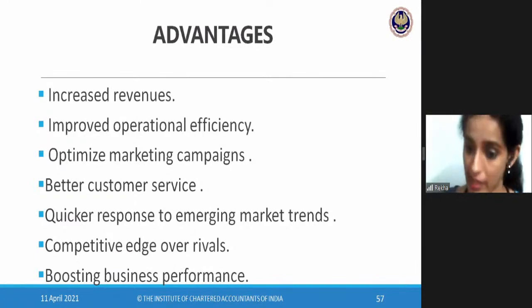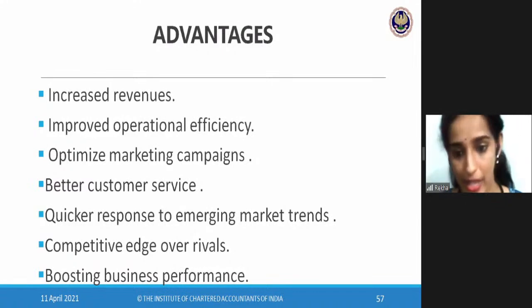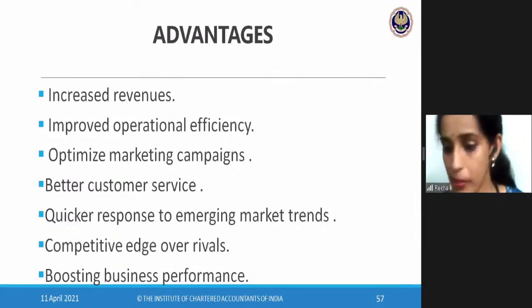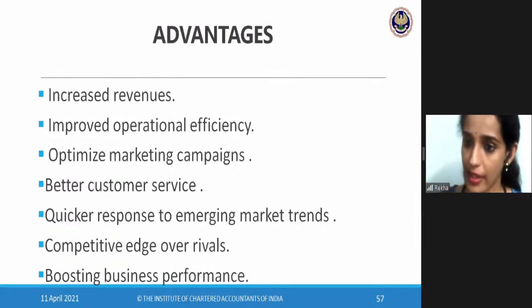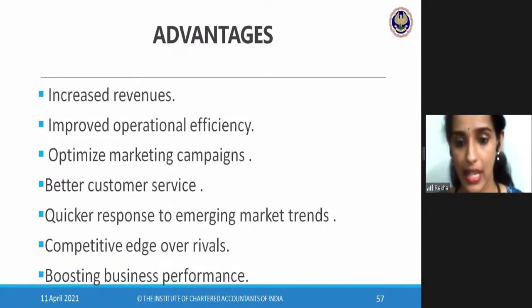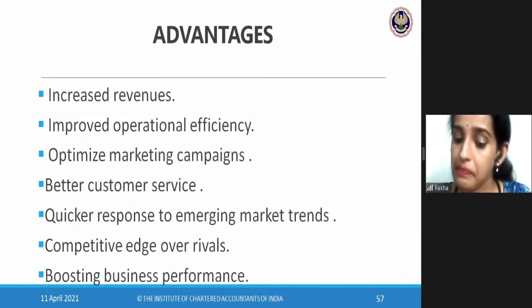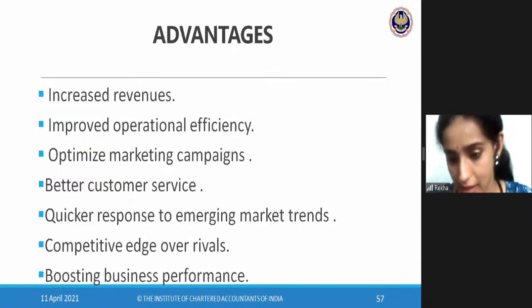Now, competitive advantage. When you are giving the customer the right product, optimizing the campaigns, automatically your revenue will improve. You will have a competitive advantage over your rivals, right? And overall, it will boost your performance. So there are lots of advantages with this particular data analytics and BI. Both are separate topics, but sometimes when you are reading, you might get a feel that both are the same. They are totally different topics, but they are used hand in hand.